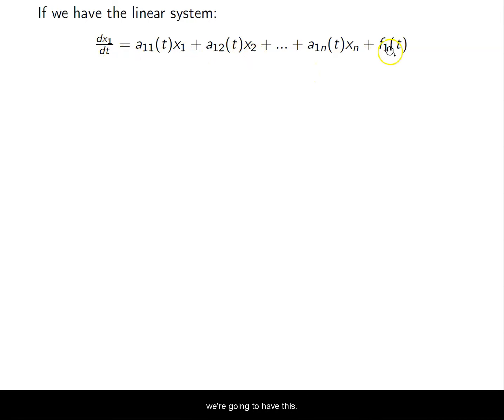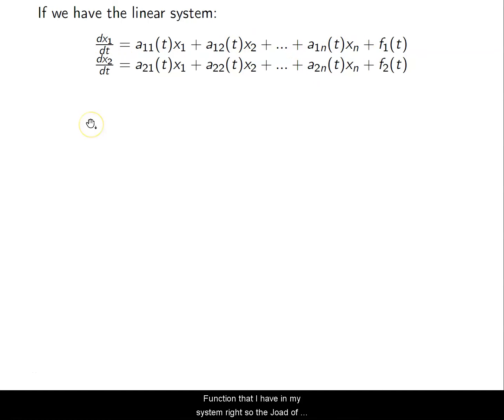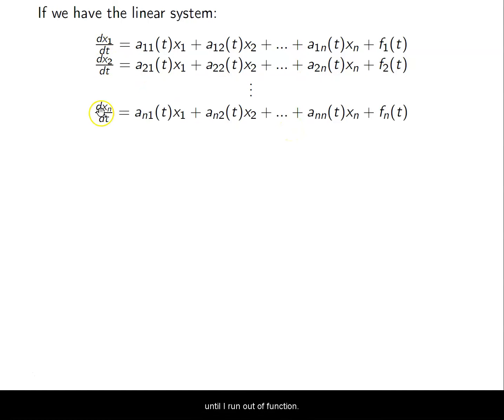And we're going to have this repeated for each function that I have in my system, right? So the derivative of x2 is going to be the same thing, where these are now different functions as well, and so forth until I run out of functions. So if you notice, I have n functions, and I have n functions plus a forcing function here. Okay, so f1, f2 up to fn would be my forcing function.